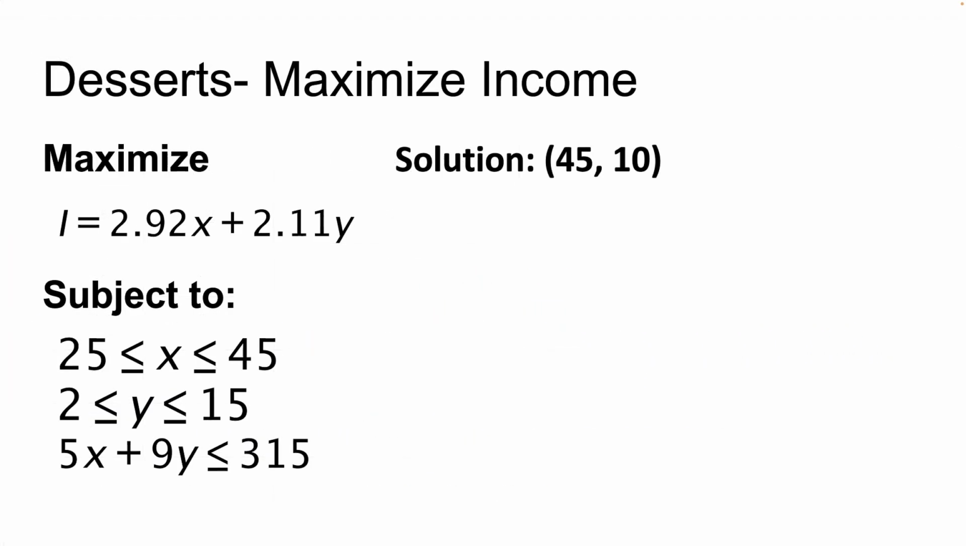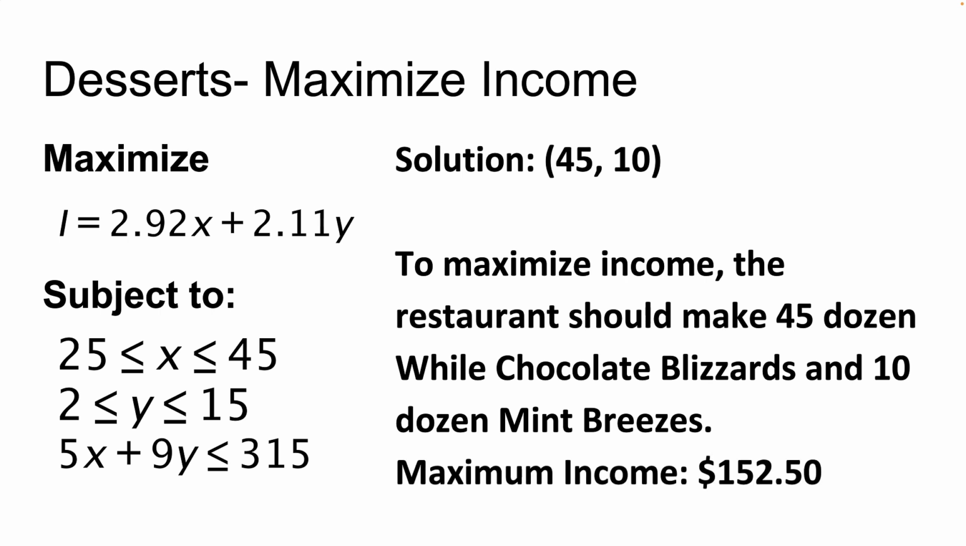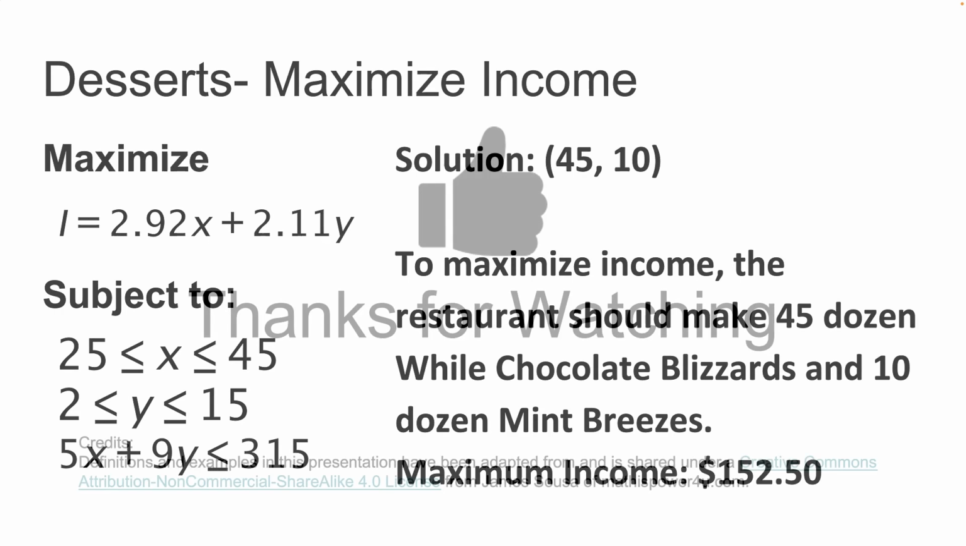We found our solution was at (45, 10). This means that to maximize income, the restaurant should make 45 dozen white chocolate blizzards and 10 dozen mint breezes. If they do this, they'll have a maximum income of $152.50.